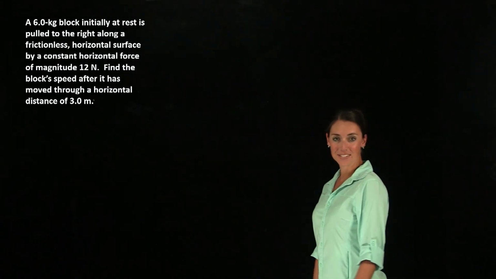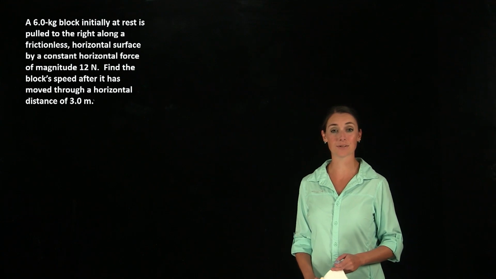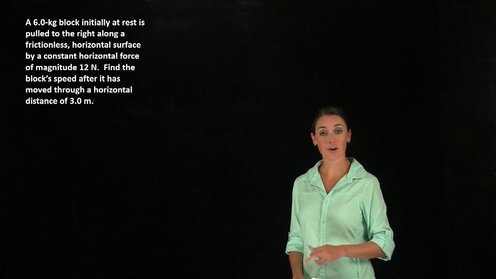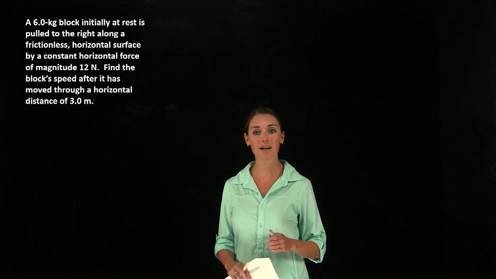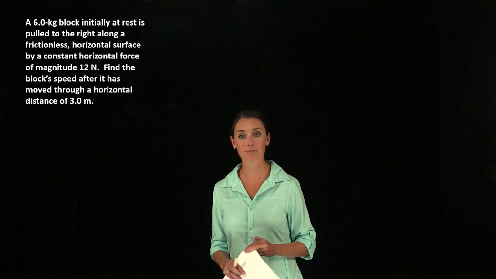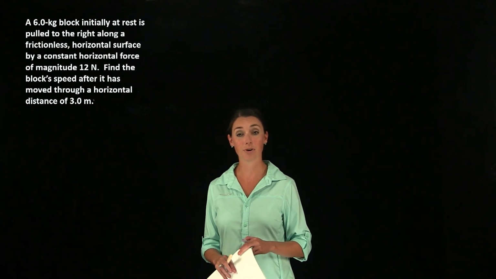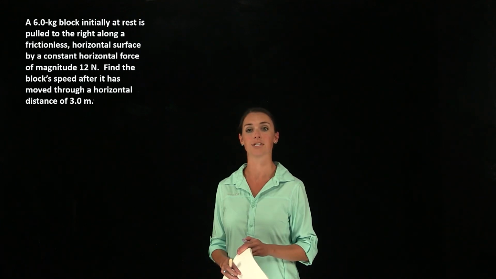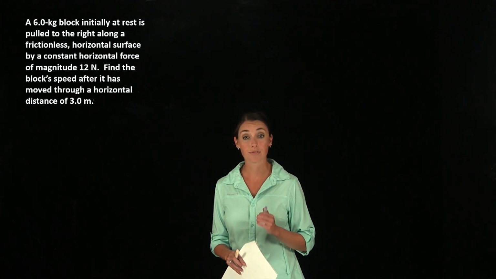All right, now we are going to use the work energy theorem, which you have just learned about in Dr. Wu's previous video, to solve one of our problems. So starting off with this one, we've got a 6 kilogram block initially at rest. It's being pulled to the right along a frictionless horizontal surface by a constant force of 12 newtons, also directed in the horizontal direction. Find the block's speed after it has moved through a horizontal distance of 3 meters.